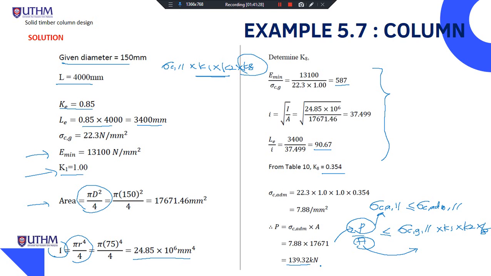This is to determine the maximum allowable concentrated load when the cross section is round shape.